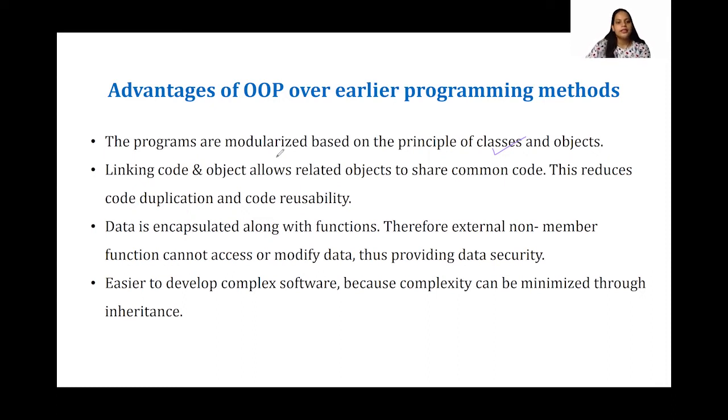Okay. Linking code and objects allows related objects to share common code. So if you are creating 10 to 15 objects, then also we can use the same function using those objects. So we can share the common code when it comes to object-oriented programming. This reduces code duplication and improves code reusability.